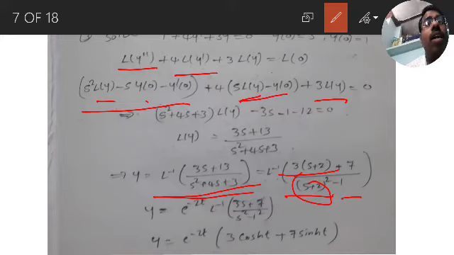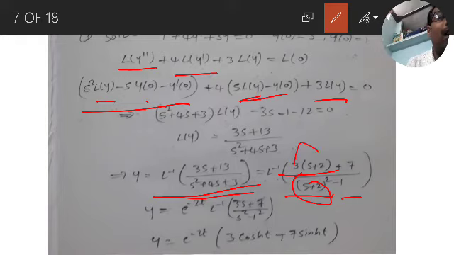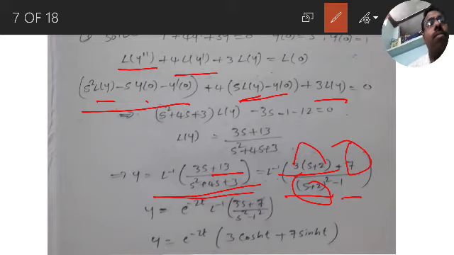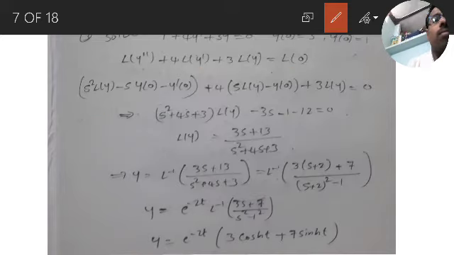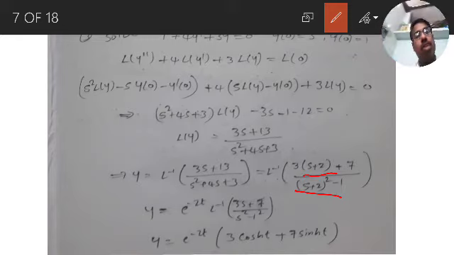That's why I am writing 3s as 3 into s plus 2. 3 into 2 is 6. You are having 13, so remaining is 7. Write as 7. Denominator is s plus 2, which means we are trying to write the numerator also in s plus 2. Then now apply the first shifting theorem.